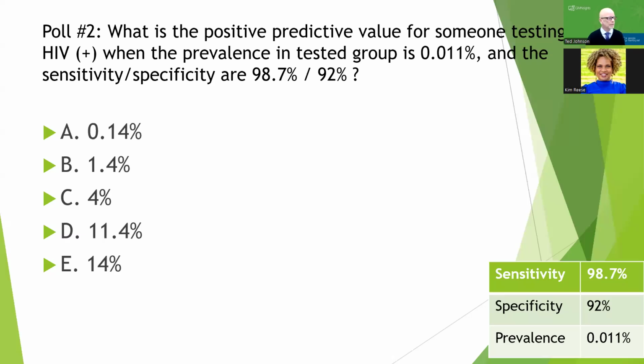How many of the positive tests will go on to be confirmed as the presence of HIV? What's your best guess?